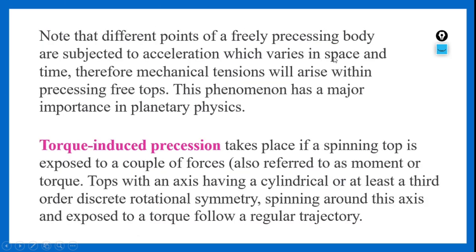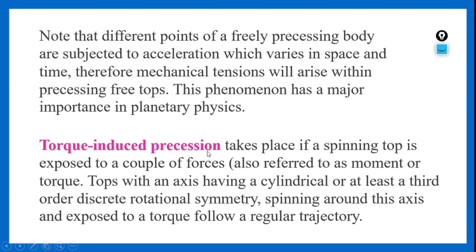Note that different points of a freely precessing body are subject to acceleration which varies in space and time. Therefore, mechanical tensions will arise within precessing free tops. This phenomenon has a major importance in planetary physics. So, with this example of a spinning top, we can also explain the precession of the equinoxes of the earth.